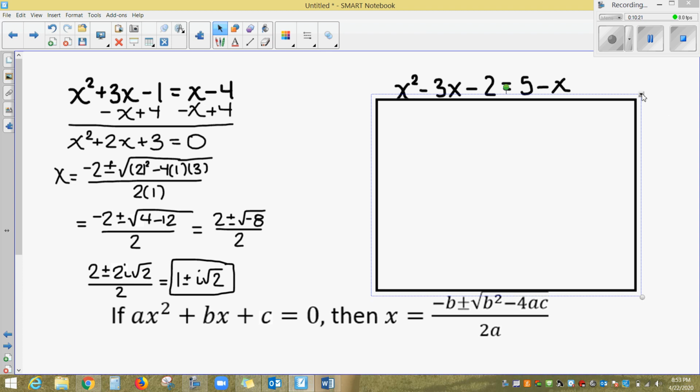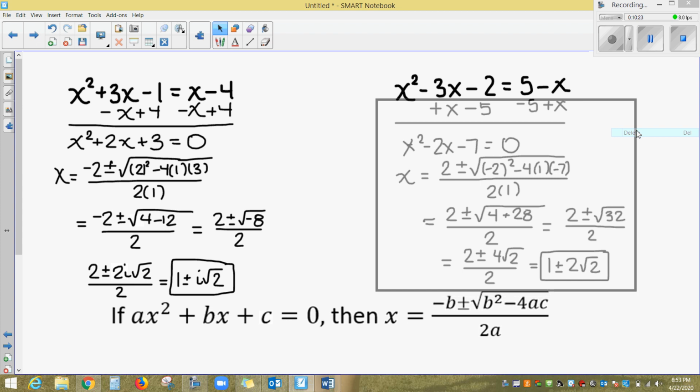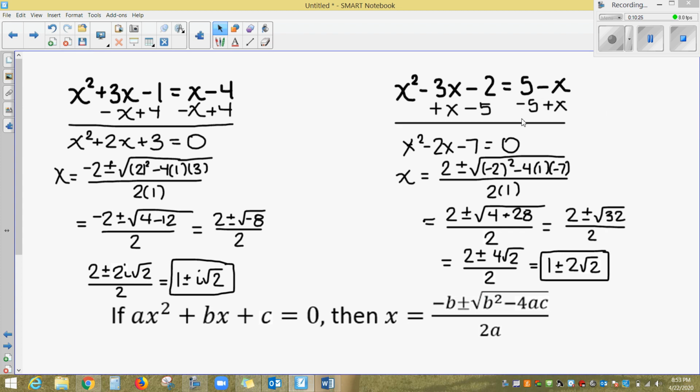Okay. If you're ready to go, I'm going to get rid of that box. First, we need to get a 0 on one side. Okay. A is 1, b is negative 2, and c is negative 7. So the opposite of b is positive 2. We go through and we get 4 plus 28 because of these two negatives right here. 32 under the radical, a 4 comes out, a 2 is stuck. 2 over 2 is 1, 4 over 2 is 2, with the square root of 2.